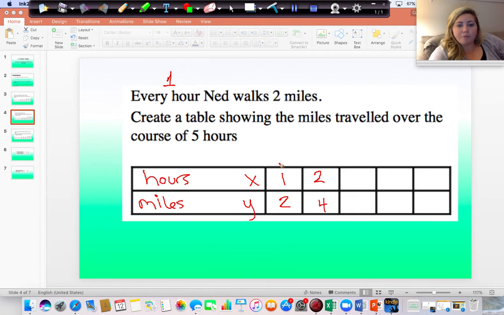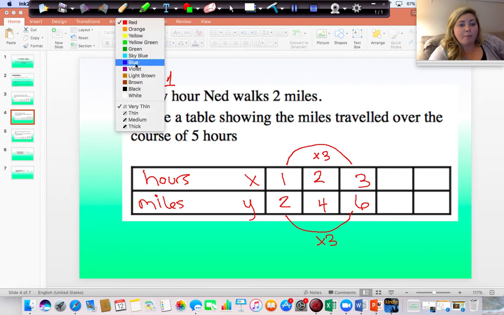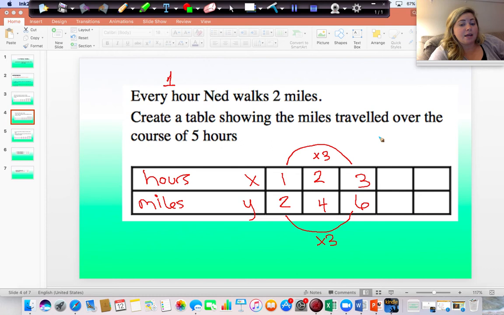All right. So now 1 times 3 gives me 3. So 2 times 3 gives me 6. This is very similar to our last problem. We're just talking about miles and hours instead of candy in boxes.